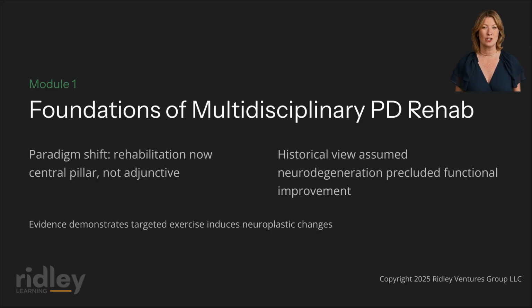The historical trajectory of Parkinson's disease rehabilitation reflects broader shifts in understanding of neuroplasticity and the therapeutic potential of exercise in neurodegenerative conditions. Early approaches to rehabilitation in Parkinson's disease were largely passive and compensatory, focusing on assistive devices and environmental modifications to accommodate functional decline. The prevailing assumption was that the progressive nature of neurodegeneration precluded meaningful functional improvement through rehabilitation.